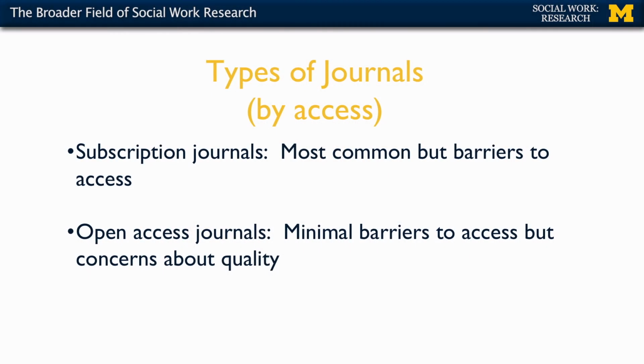The other type of journal is what are considered open access journals. And these journals are supported by a completely different mechanism than the subscription journals. The subscription journals rely on fees to support the publication process, whereas with the open access journals, the authors pay a fee, and this has both its strengths and its limitations.